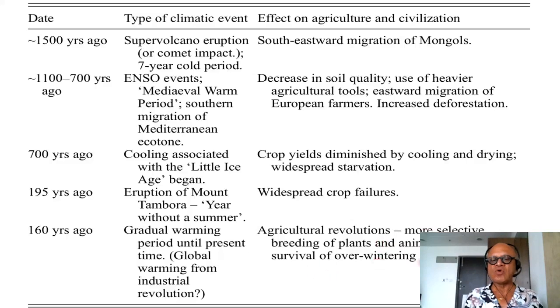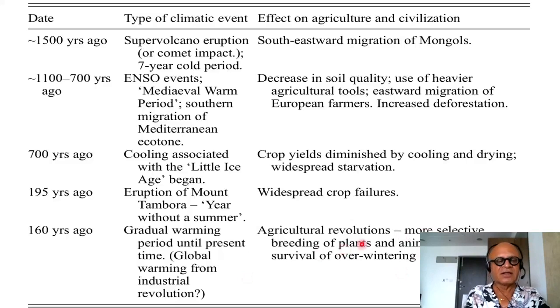Agricultural revolutions, more selective breeding of plants and animals, improved survival over wintering cattle and so on. And by now, beyond 160 years ago to the present, agriculture has become super industrialized, super mechanized. Now we are into smart agriculture, instruments, satellite data, climate predictions, genetically modified crops, and so on. And of course, population has grown super exponentially as well. And UN just put out a report that will be hitting 8 billion very soon. And then we also talked about dropping fertility rates and so on.